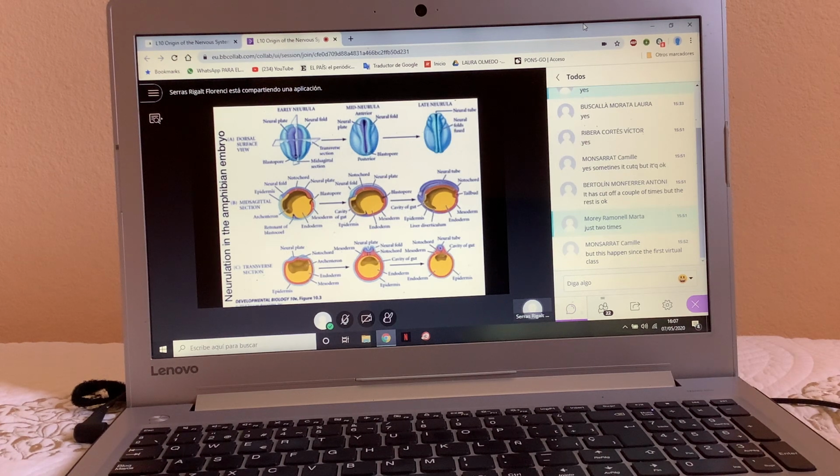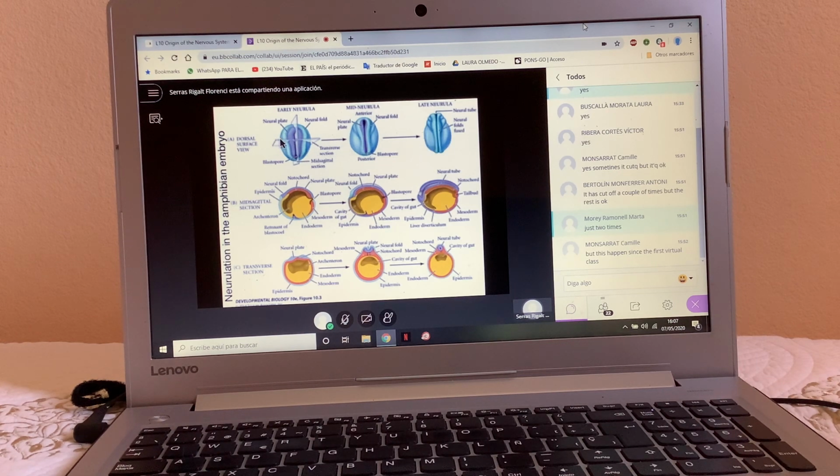Everything is covered by the epidermis, because we have the epidermis covering all our nervous system, except in two holes in the anterior part, which are exactly the holes where some brain is going out, like the retina or the eyes, right? This process is called neurulation.